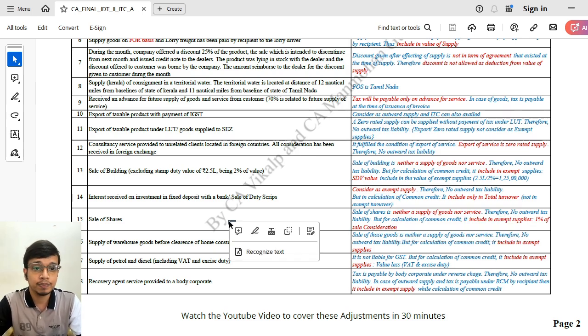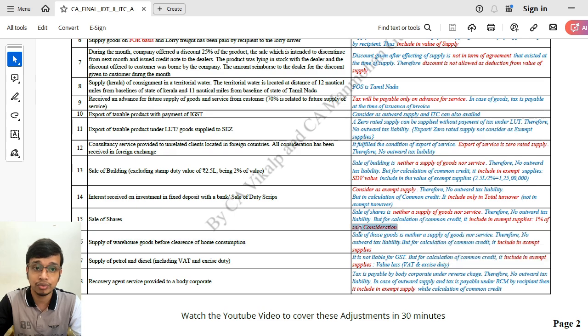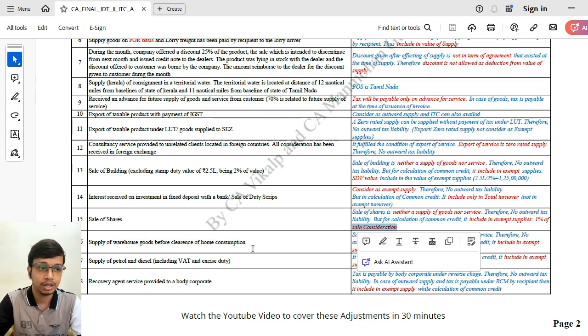Next is sale of share. Sale of share is neither considered as goods nor supply, so there is no outward tax liability. But for calculation of common ITC, it is considered as an exempt supply, so it is included in the exempt turnover. Value included is the sales consideration. Whatever our sale consideration is, that value we will include in exempt turnover.